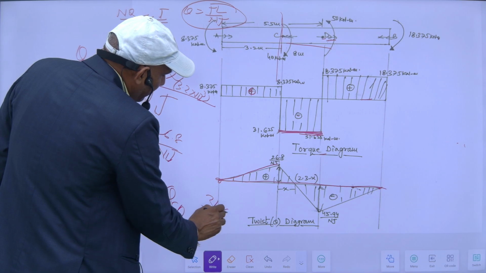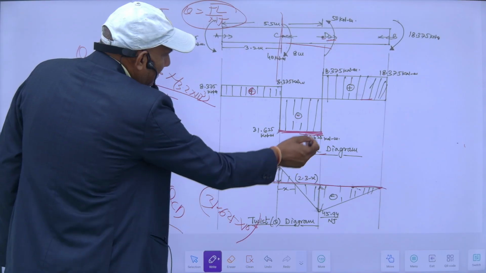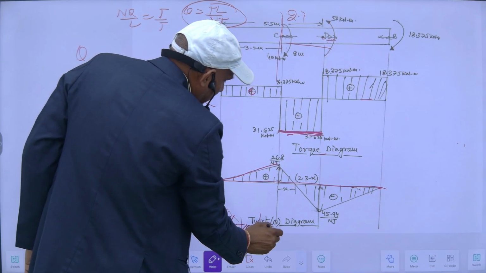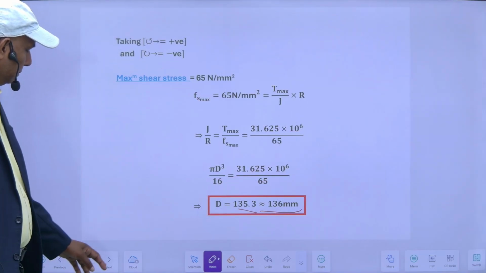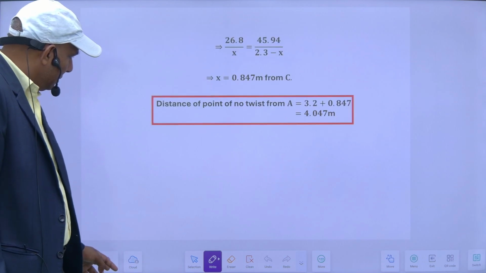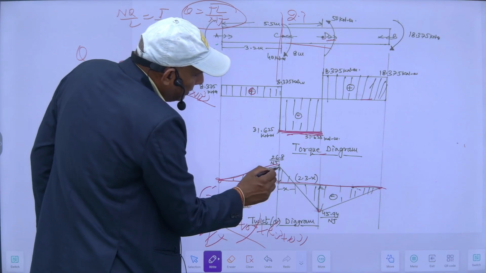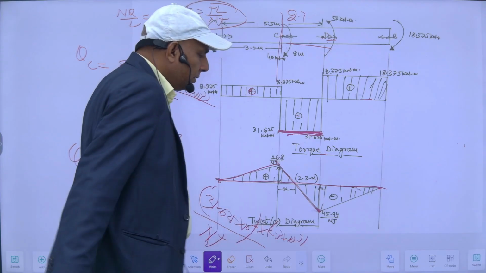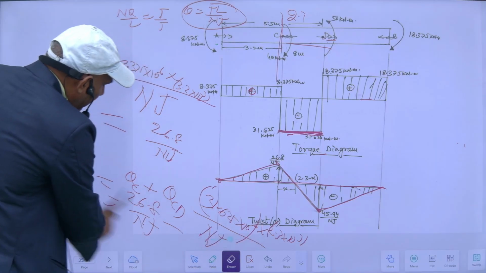And the value will be 31.625 into 10 to the power of 6 Newton mm, into its length. Its length is 2.3 meter. This is total 5.5, so it will be 2.3 into 10 raised to the power 3 upon NJ. So I will get minus 45.94 over NJ. I will connect these two points, and as I know my theta here is 0, connect these points also. So this will be my theta diagram. This is my twist diagram.